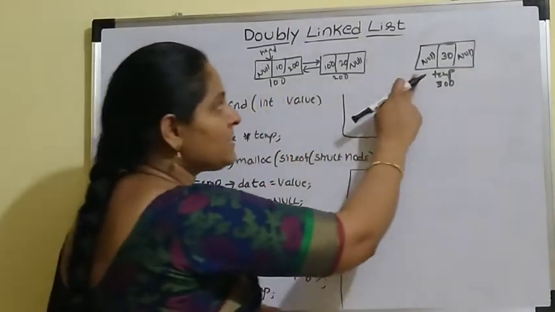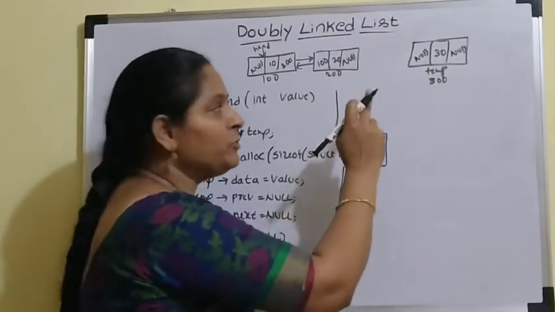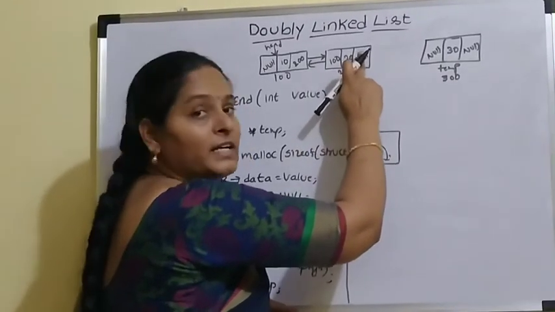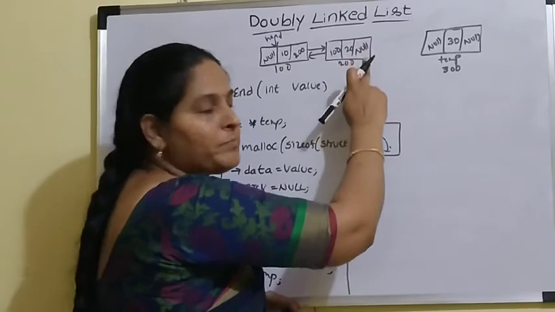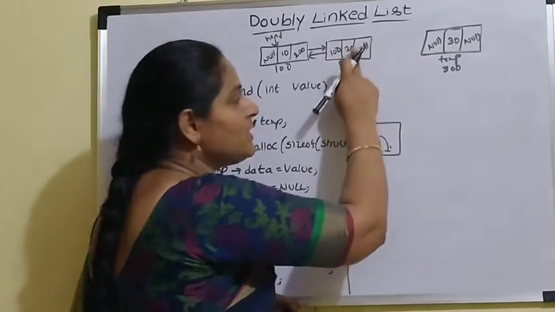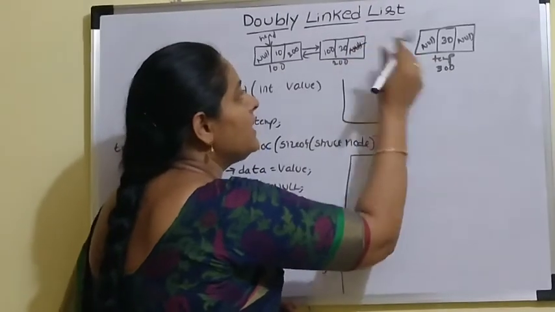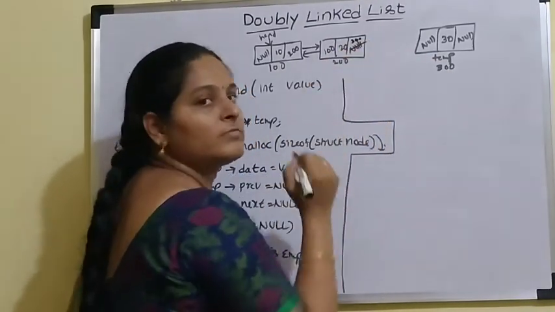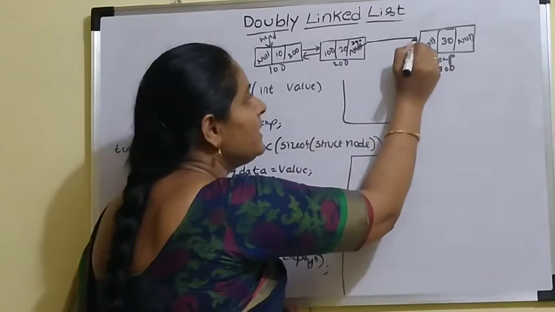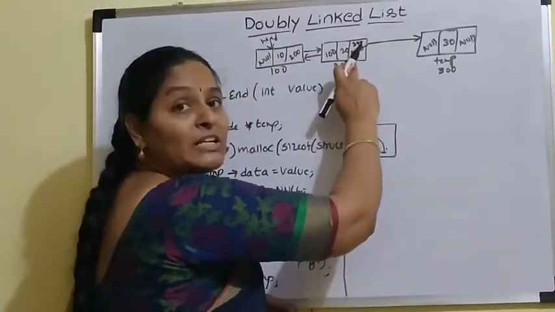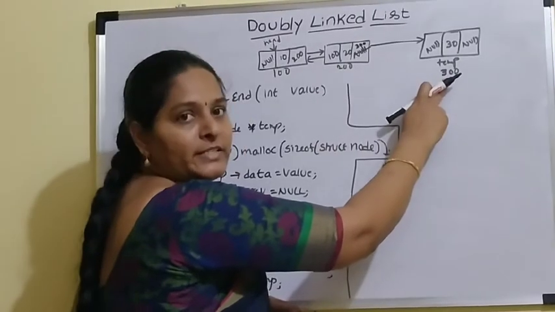If you want to place this node at the end of the list, what are the connections we need to make? Previously, this is the last node. This last node's next part contains null value. Now I need to connect this node to this last node. So this null value I should replace with this temp address. For establishing this connection, we need to replace that null value with the temp address.